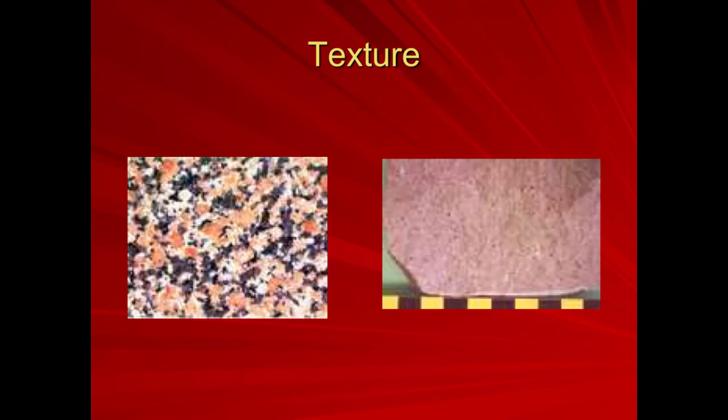So, looking at texture, here we have two pieces of granite. They are both granite. However, if you look at the picture on the left, the texture tends to be a lot more coarse, meaning you see bigger chunks and pieces of the different types of crystal. You can see the red, you can see the black, you can see the white crystals forming. This one on the other side is also granite, but it has a much finer texture.